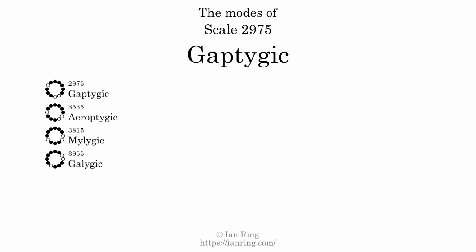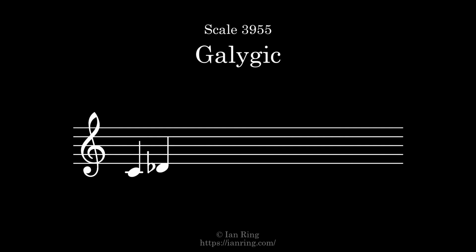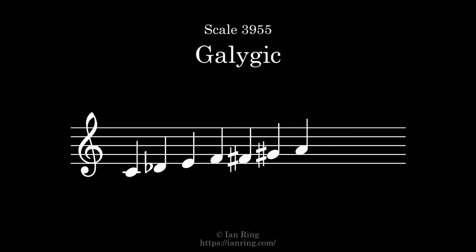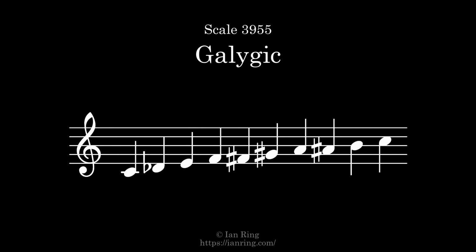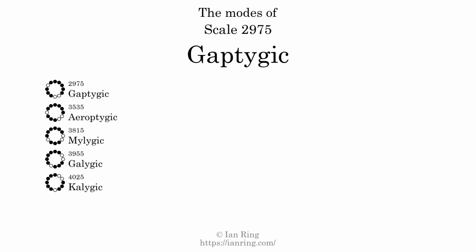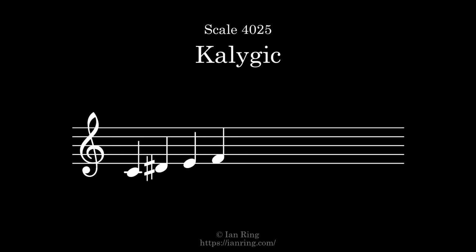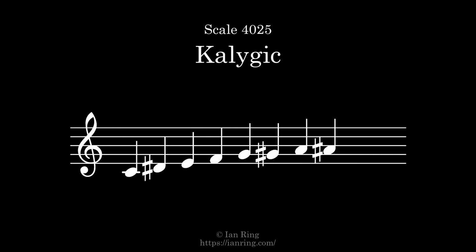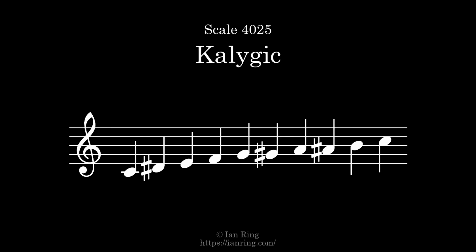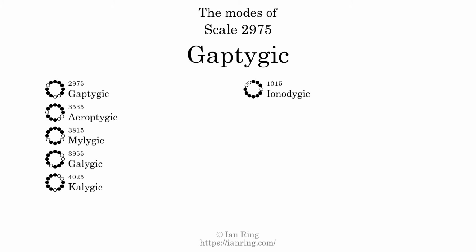The fourth mode is scale 3955, also known as Gaptygic. It sounds like this. The fifth mode is scale 4025, also known as Gaptygic. It sounds like this. The sixth mode is scale 1015, also known as enneatonic. It sounds like this.